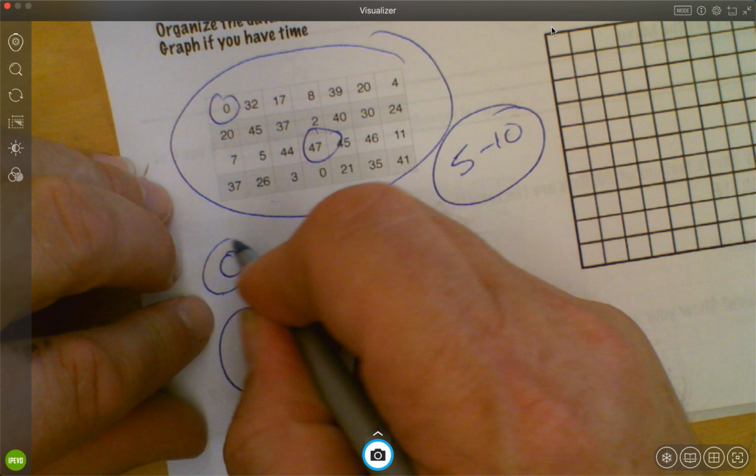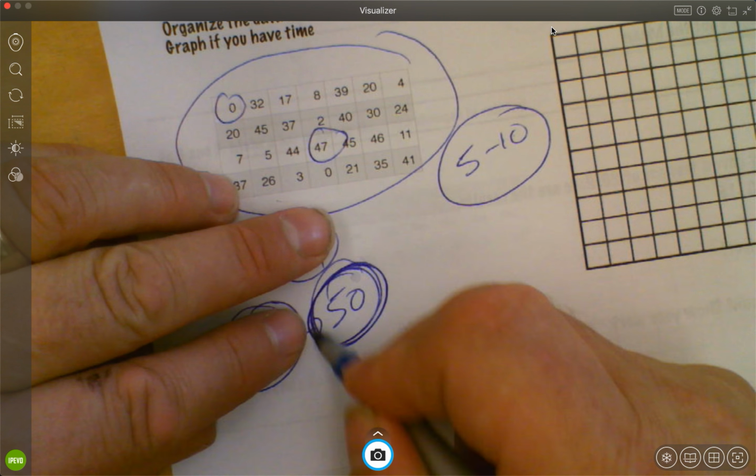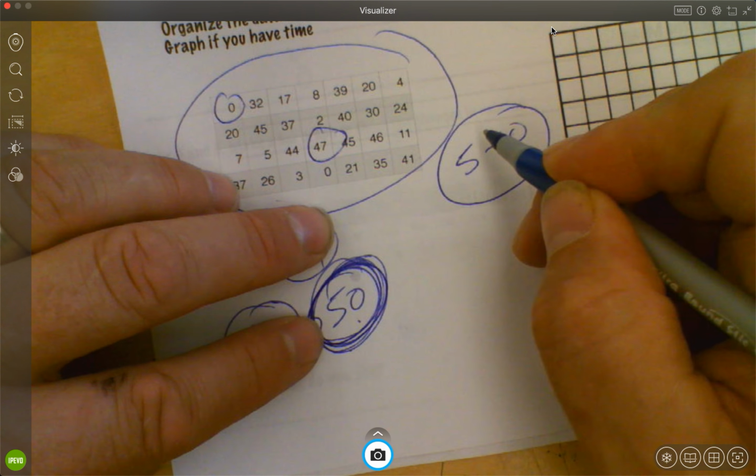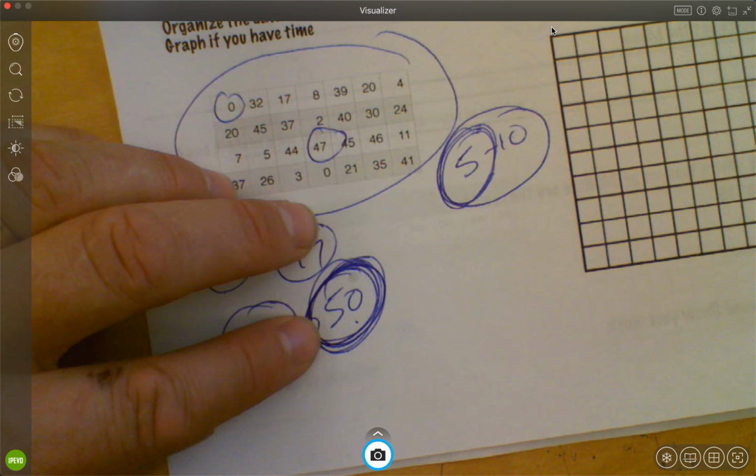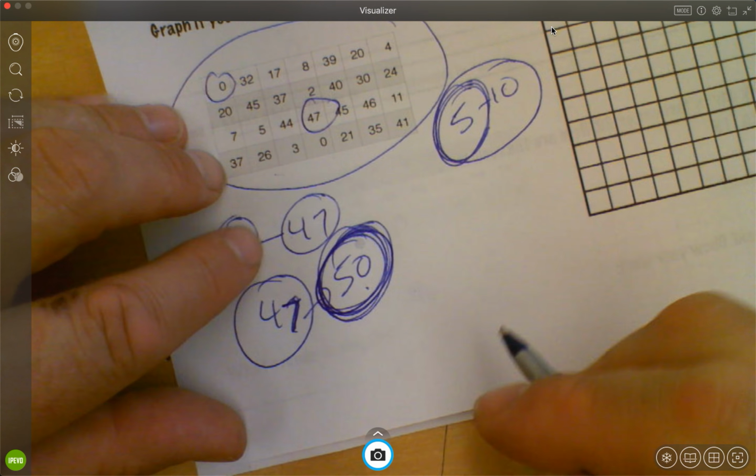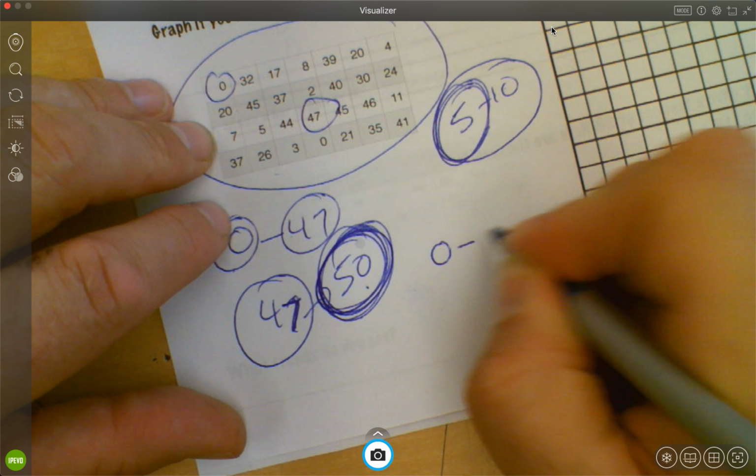I'm starting at 0, and I've got to end at 47. Because I'm doing 50, just pretend I want 5 intervals, or 5 buckets. That means there'd be 10 numbers in each bucket. So I'm going to go from 0, and I'm going to go 10 numbers.